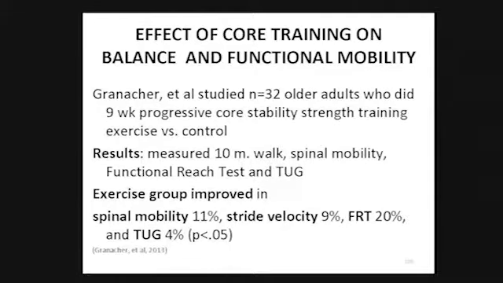So how about core training? How important is the core? Get those abdominals working. So a geriatric study showed, for a 10-meter walk test, spinal mobility, the functional reach forward, and the TUG test, the exercise group doing progressive core training had significant improvement in their spinal mobility, their gait speed, functional reach test, and the TUG.